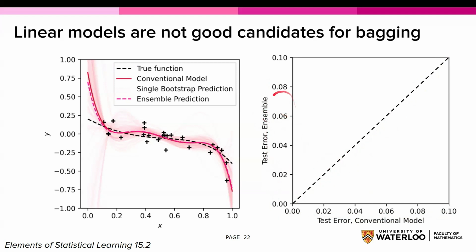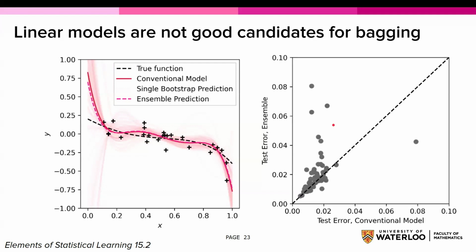If the ensemble outperformed the conventional model, then we would expect points to show up in the lower right-hand corner. On the other hand, if the conventional model outperformed the ensemble, then we would expect points to fall in the upper left-hand corner.